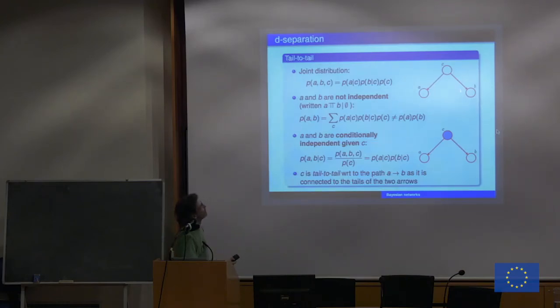Now, using the factorization property of the graph, we know that the probability of A, B, and C decomposes as P(A|C) times P(B|C) times P(C), okay? And now, let's say I want to know whether A and B are independent, okay? I can't say A and B are independent because there is no link between them, because they can be dependent indirectly, okay? And this is often the case.